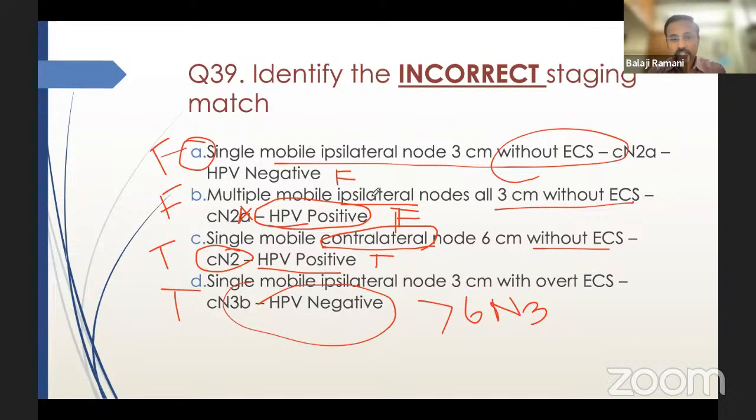Okay, so the first thing you look at is whether it's HPV positive or negative. Now let us assume all of this is HPV negative. So when you go by that definition, then single mobile ipsilateral A is going to be N1. B, multiple mobile ipsilateral nodes, all 3 centimeters without ECS, will come under N2B. Okay, so C, single mobile contralateral node 6 centimeter without ECS, will go under N2C. Okay, and D, multiple ipsilateral nodes with clinically overt ECS, will come under N3B. Are you able to understand now? Everybody is clear?